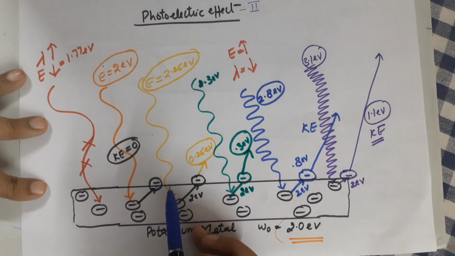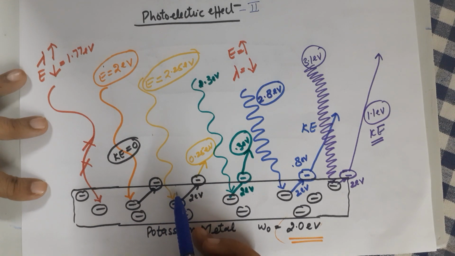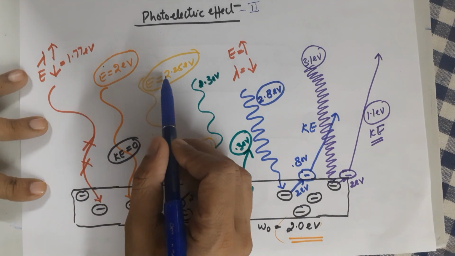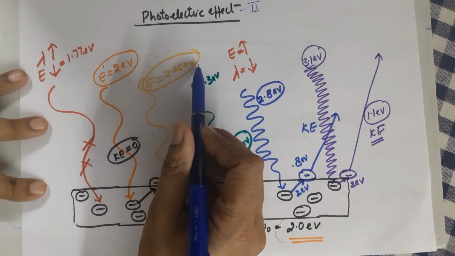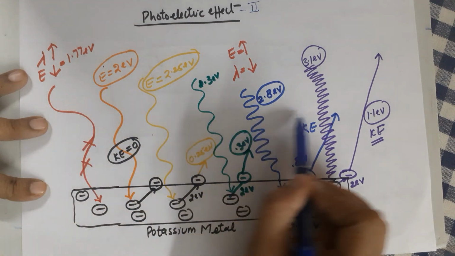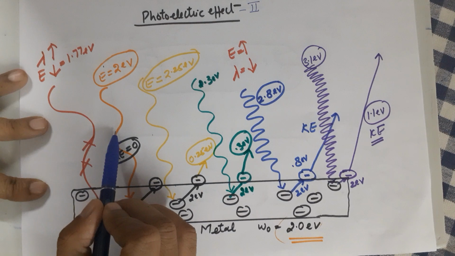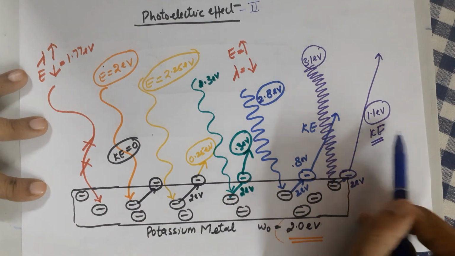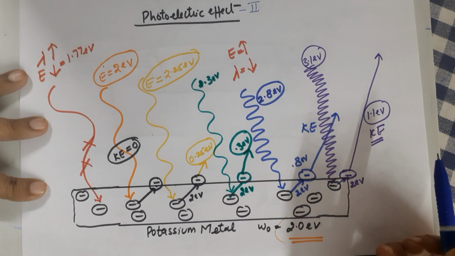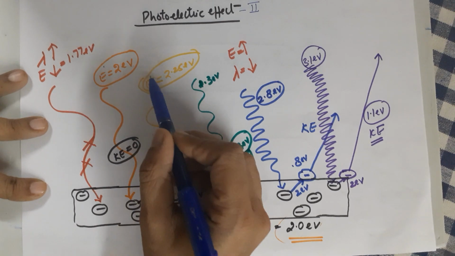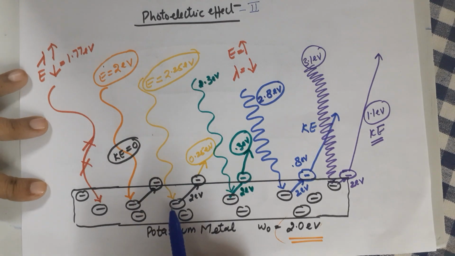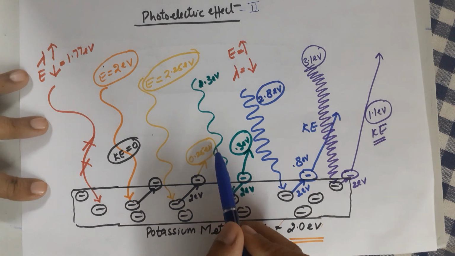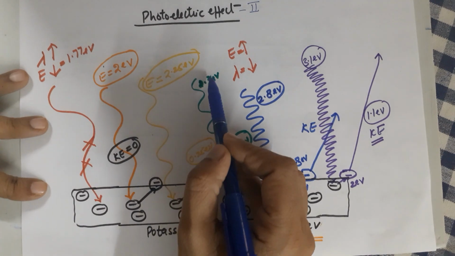Coming to the yellow light, it has a photon energy of 2.25 electron volts because the frequency is increasing as I go from red to orange to yellow and so on. If frequency is increasing, the energy is also increasing. So when the photon of the yellow light hits the electron, part of its energy is used as the work function, the rest as kinetic energy. Coming to the next.